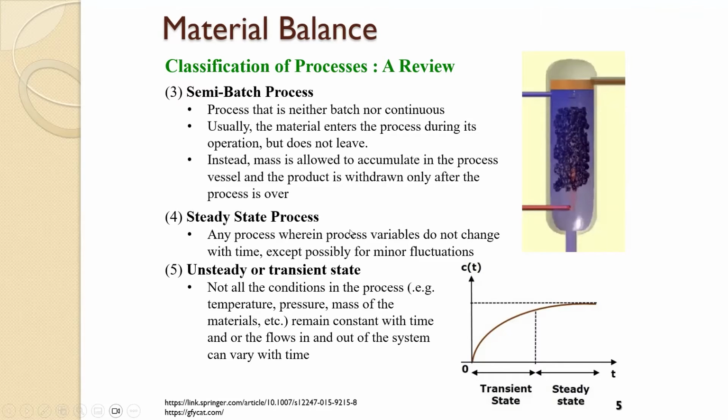So, a steady state process. Looking at this one, a steady state process is any process wherein process variables do not change with time, except possibly for minor fluctuations. So when you look at it, you can see here that this is the transient state initially, and then the steady state. Transient state in this case can also be called the unsteady state.